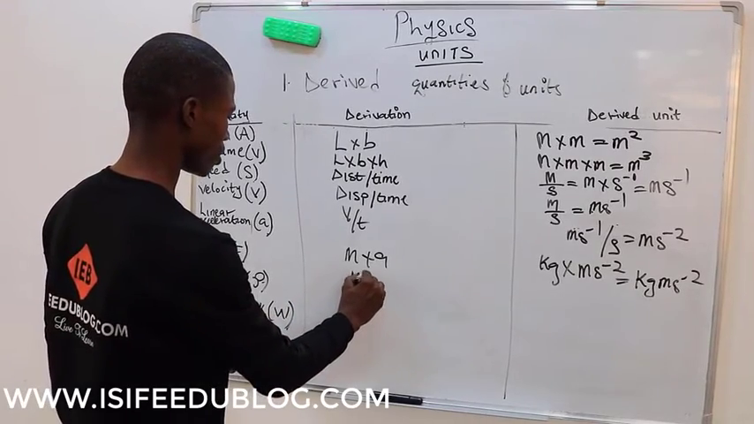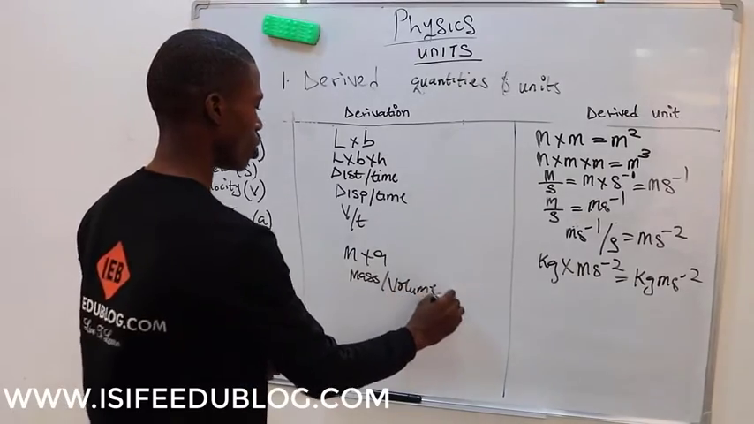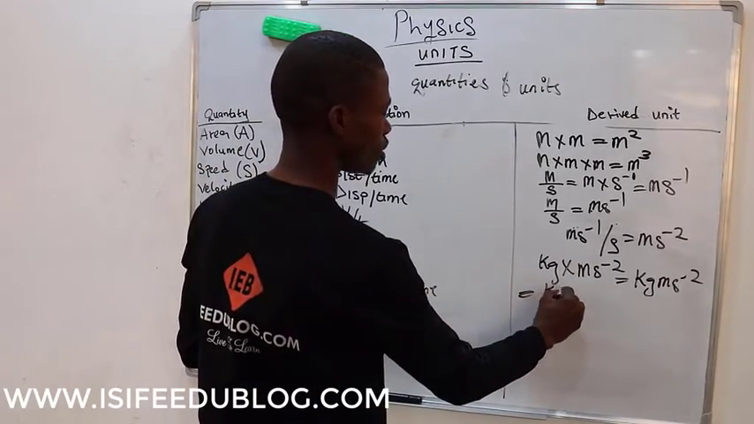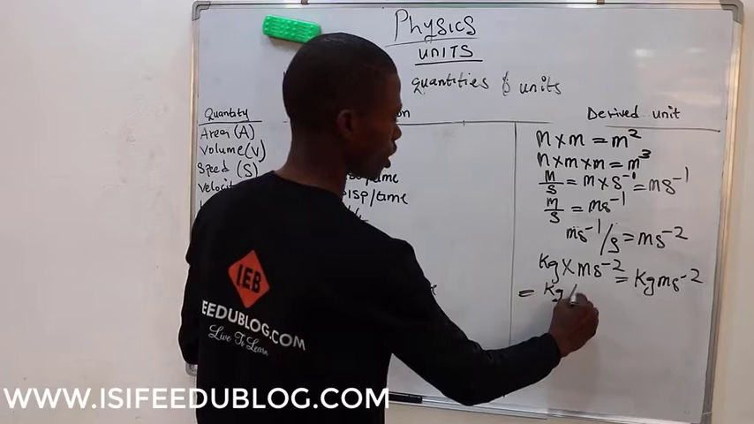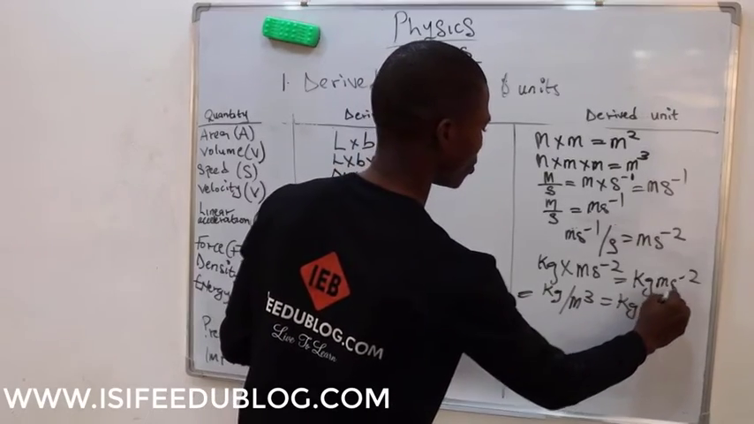The next is density, which is mass over volume. Density is mass over volume, which will give us kg over meter cubed, which is kg per meter cubed.